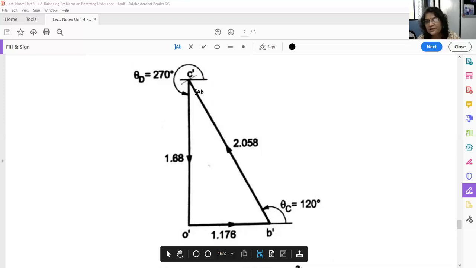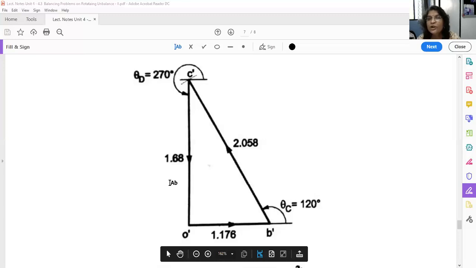Now this is the direction, and this is the direction. You must come to the original point. So here is the original point. Then we went to B dash, we went to C dash. From C dash again we came to O dash. This is a closed polygon, a triangle.